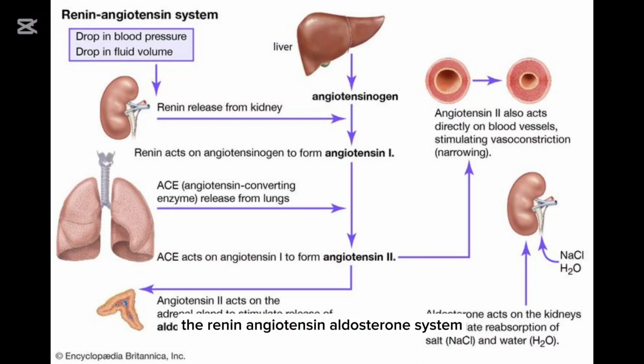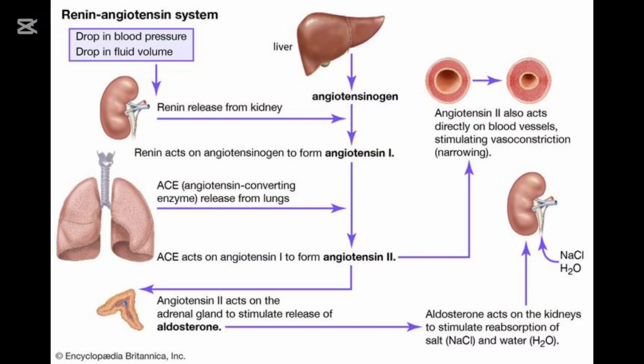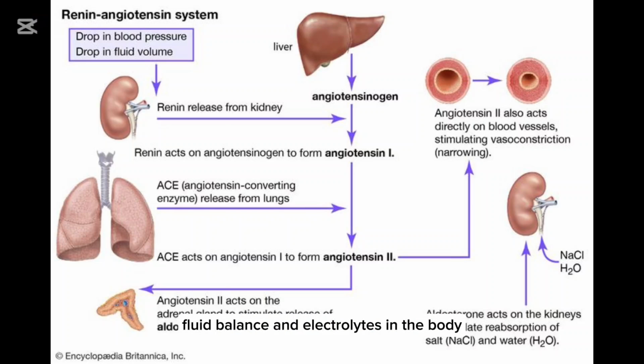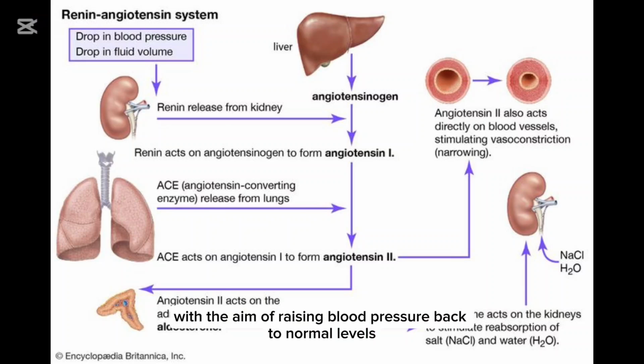The renin-angiotensin-aldosterone system, or RAAS, is a complex hormone system that plays an important role in regulating blood pressure, fluid balance, and electrolytes in the body. This system is activated when blood pressure or blood volume decreases, with the aim of raising blood pressure back to normal levels. Renin release: when the kidneys detect a drop in blood pressure, special cells called juxtaglomerular cells in the kidneys release an enzyme called renin into the bloodstream.